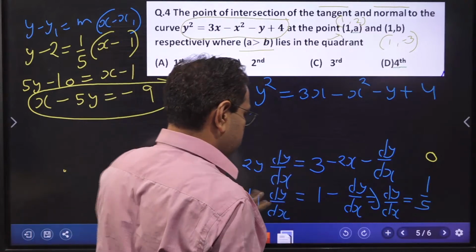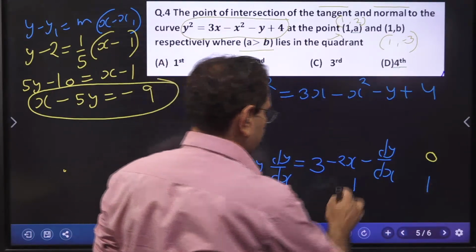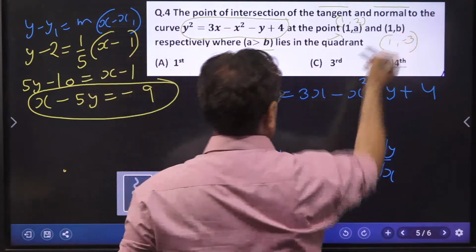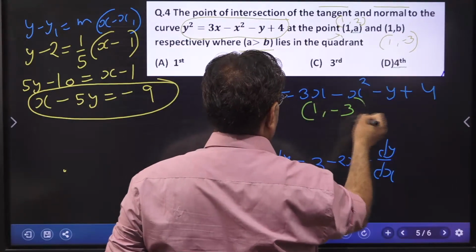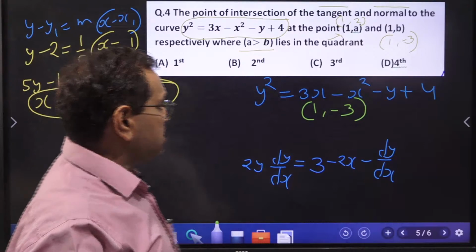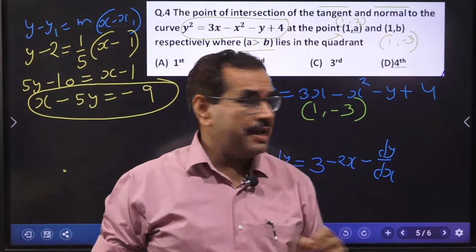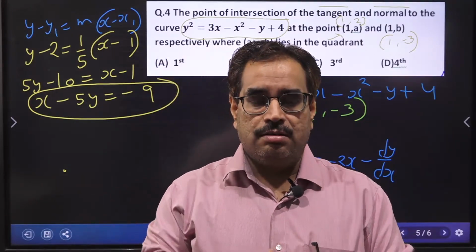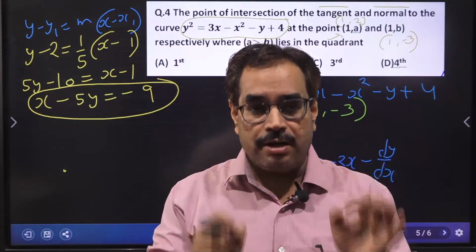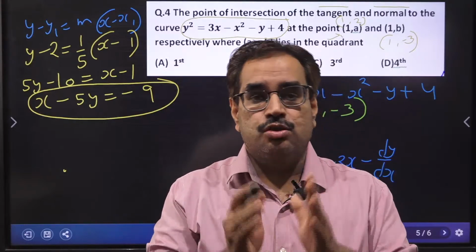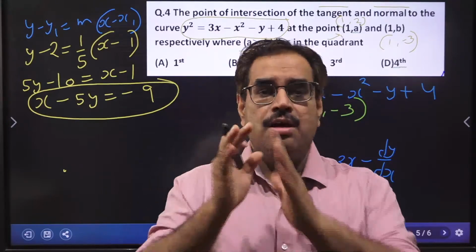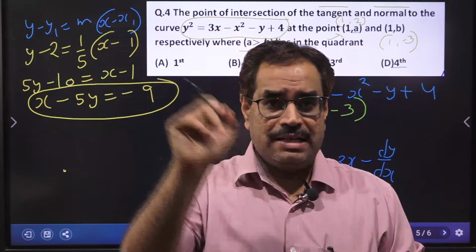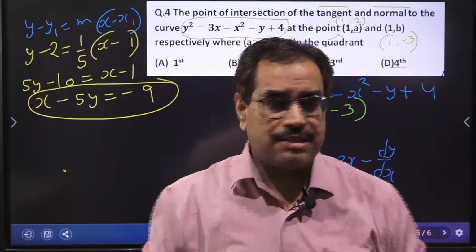Our another point is this one, 1 comma minus 3, where we have to calculate the equation of the normal. So first we will compute the equation of the tangent at this point, that will be obtained using dy upon dx, and then we know that the product of slopes of perpendicular lines is equal to minus 1. So slope of the normal is equal to minus 1 upon slope of the tangent. So slope of the normal will be equal to minus 1 upon value of dy upon dx at this point.